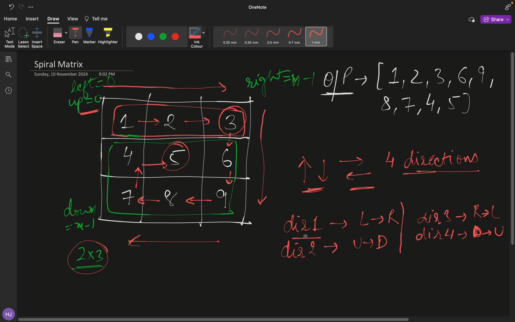So whenever we are moving in direction one, after completing this traversal, we have to increment our up pointer by one. This is the general assumption, because in the next iteration we are moving from up to down, and we have already covered one of the elements of the above row. So I don't think there is any need to restart our traversal from this element till this element. We have already covered it while traversing the array. So we can simply increment our up pointer before jumping to the other direction.